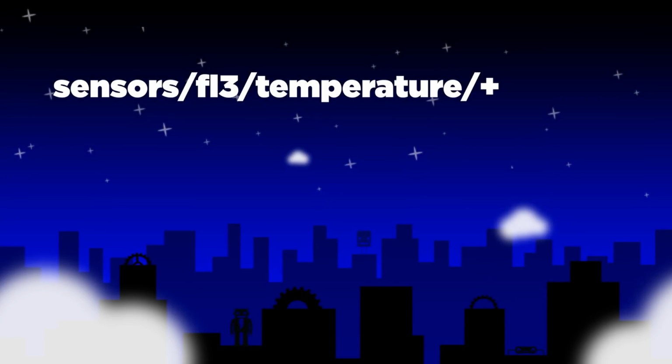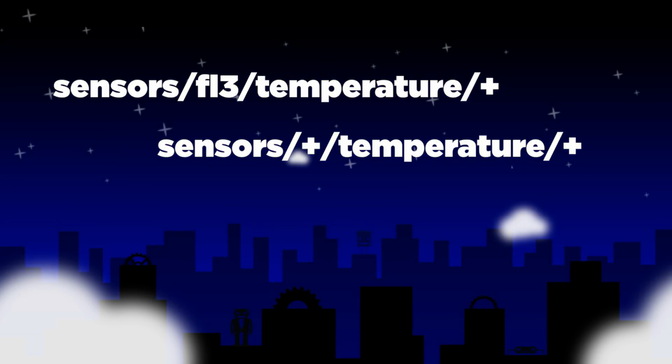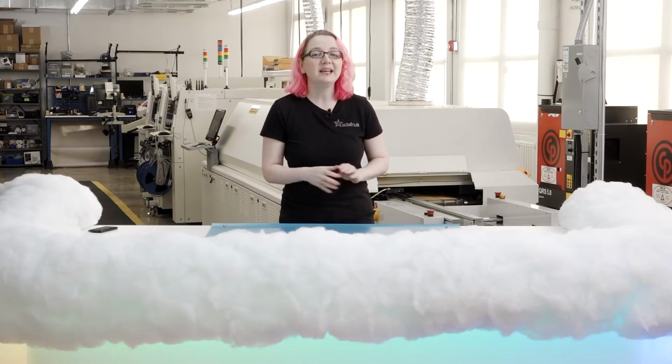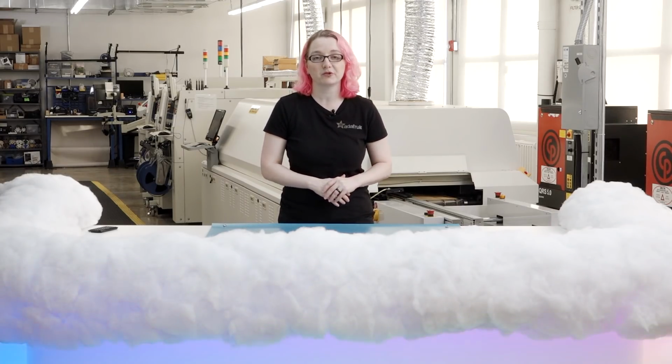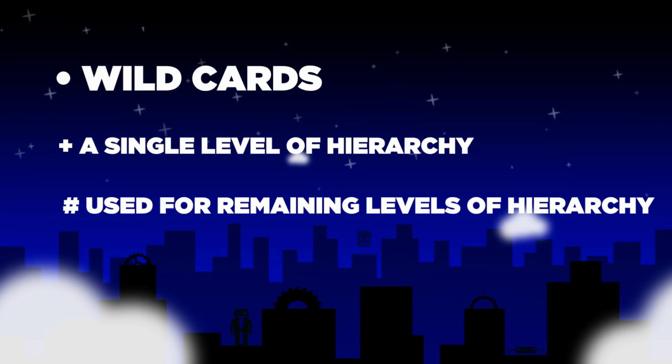But you can get even more advanced with subscriptions like this topic, which has 2 plus wildcards. This would let you get all of the temperature data on all of the floors of the HVAC units that are publishing to the temperature topic. And you'd get updates anytime one of those sensors published. A plus wildcard is used to get a single level of hierarchy.